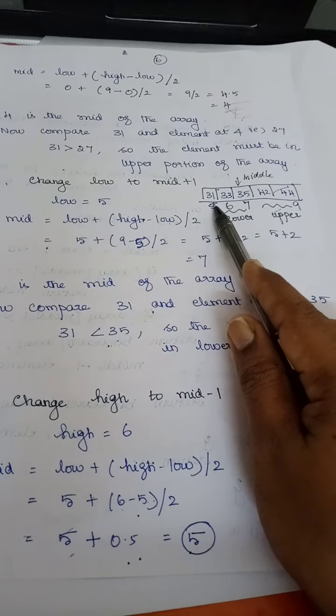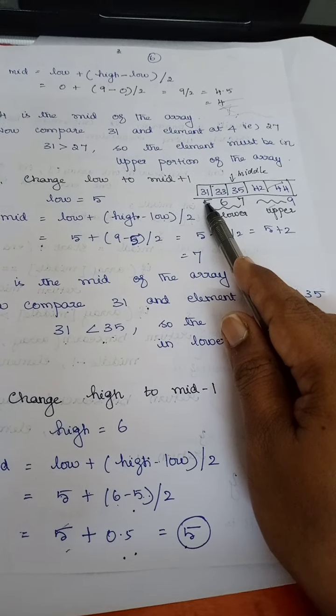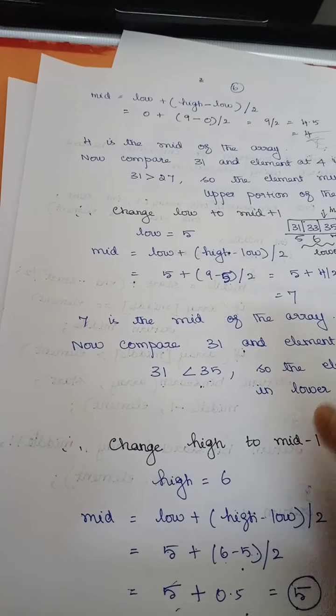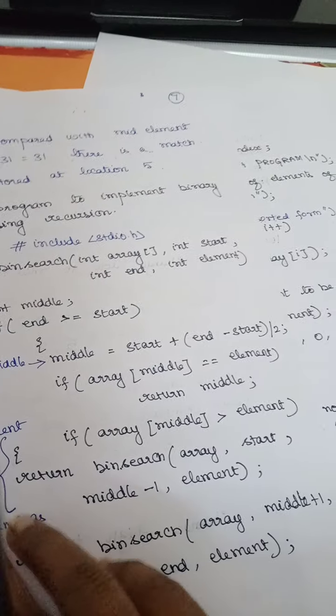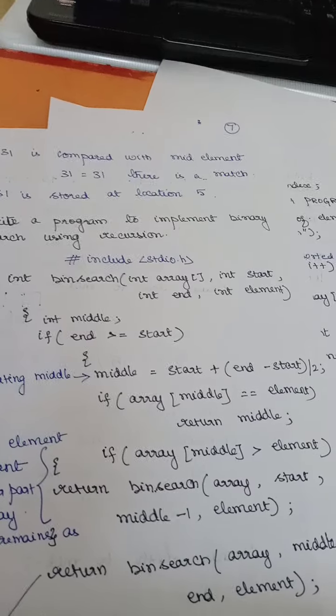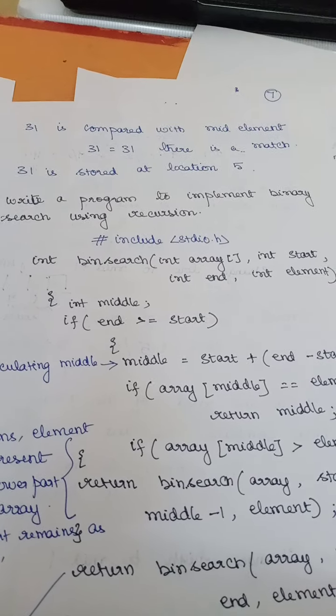Now check with the middle element. My element is 31, and my middle element is also 31. If both the things are equal, then return your index, 5. So it is at location 5. Is that clear?